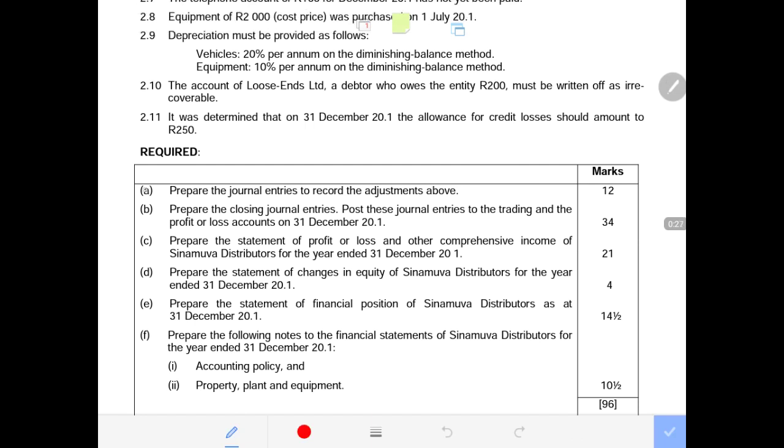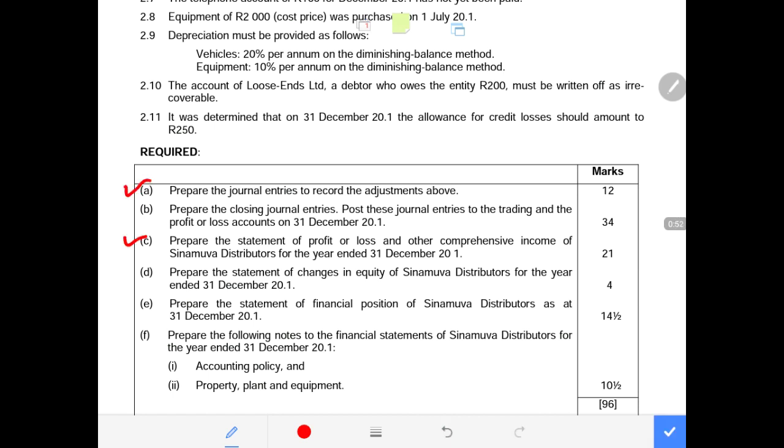We are required to prepare the general entries or the general journal to record the adjustments above. Then after, we are required to prepare the closing entries. I will not focus on this part of the question. I will only do number A. So let me tick the one that I will do. This one I will be doing.